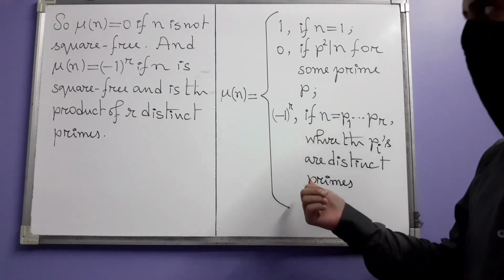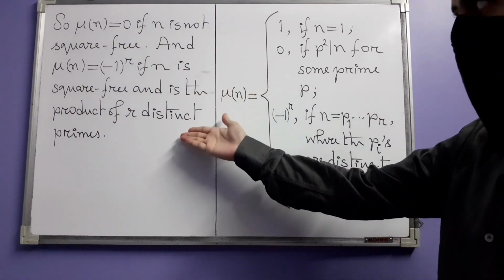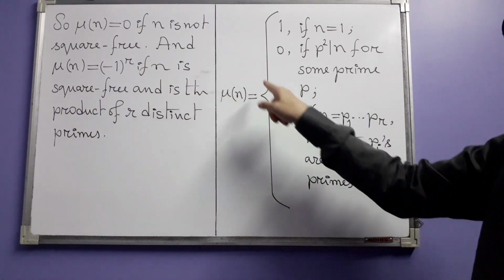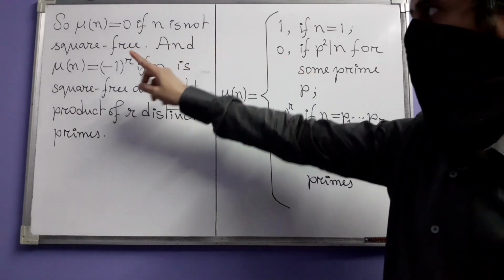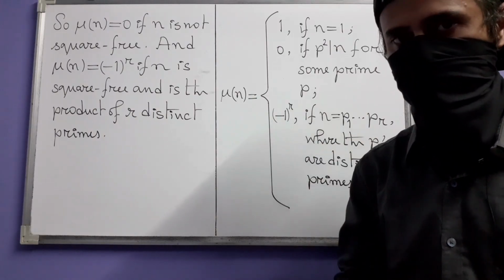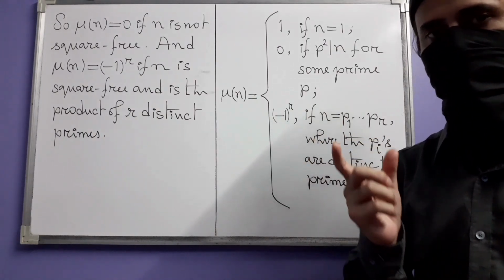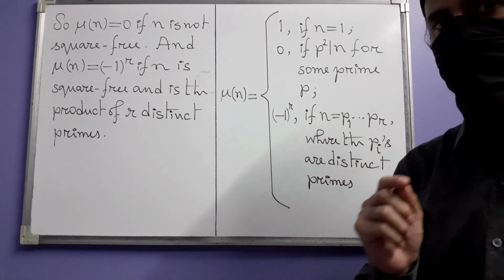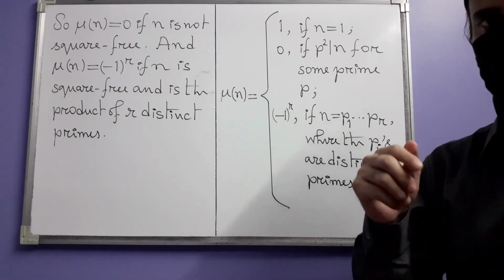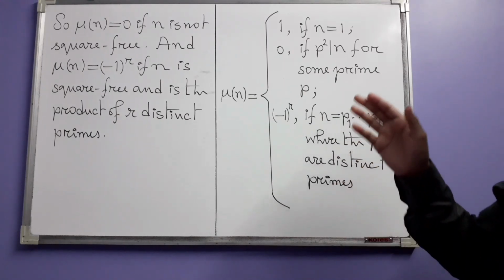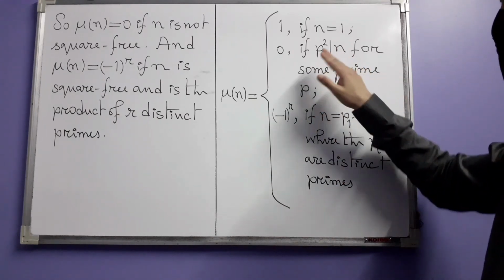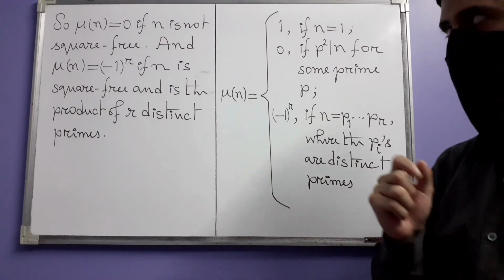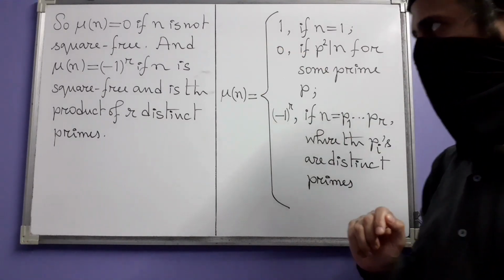So, from this definition, we immediately see that mu of n is equal to 0 if n is not square free. A square free number is an integer which is not divisible by the square of any prime. If n is not square free, that means if n is divisible by the square of some prime, then mu of n is equal to 0.